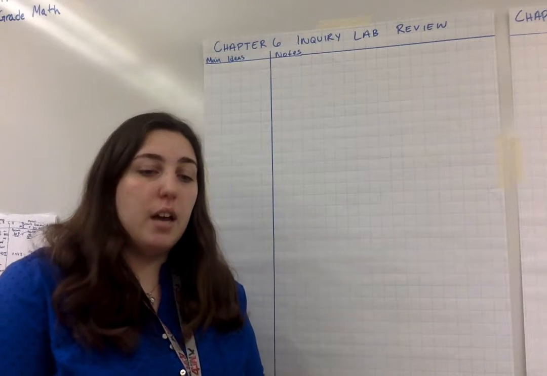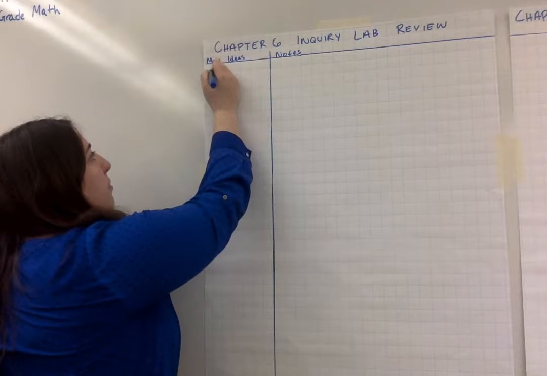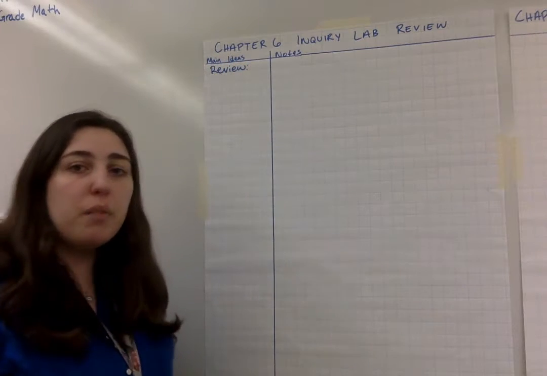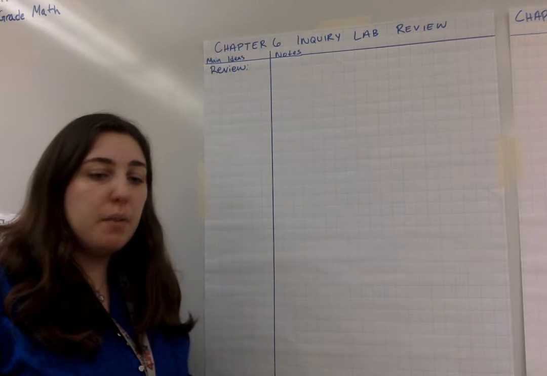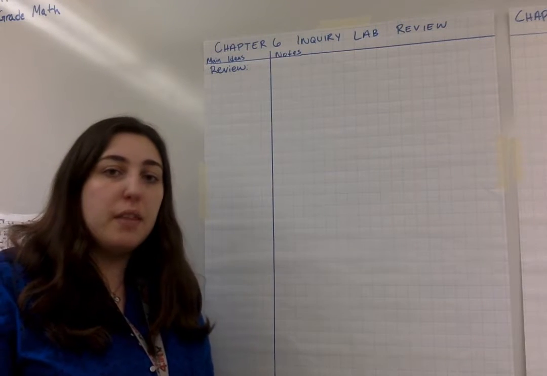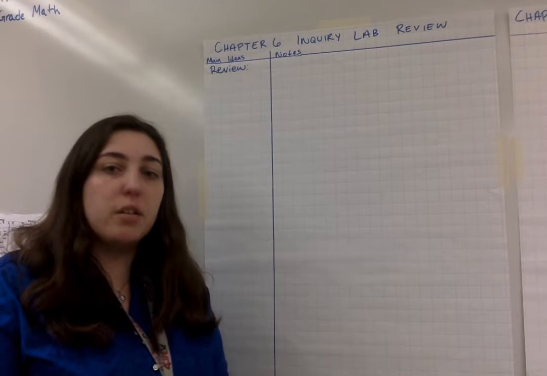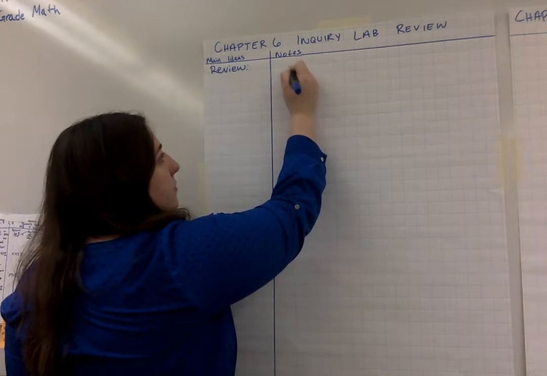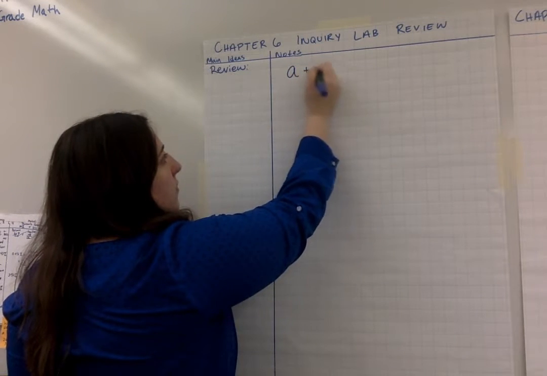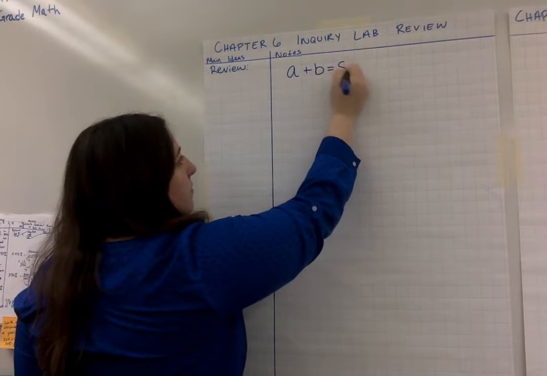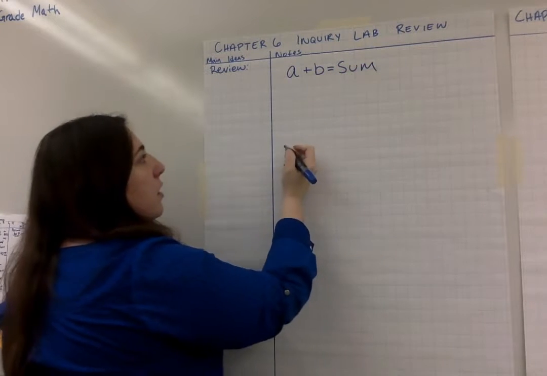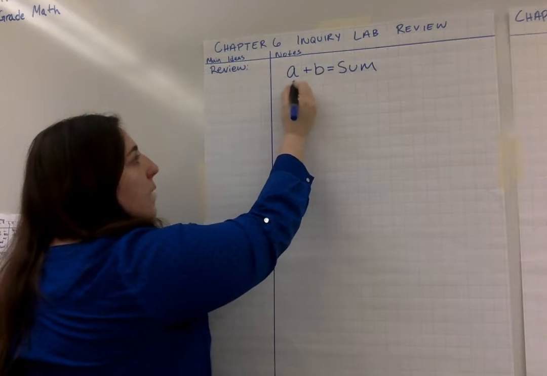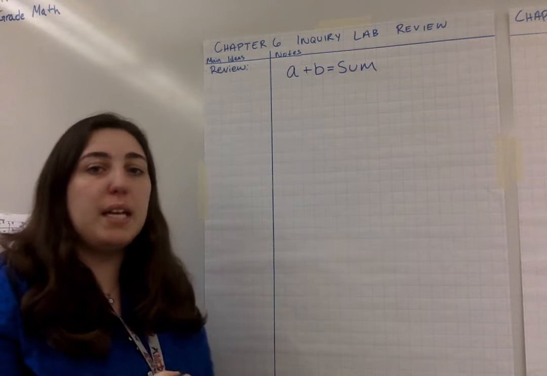So to get started, we're just going to put review over here. And what we're going to be reviewing is first some operations and then sum, difference, product, quotient, which we talked a little bit about in class. So A plus B equals a sum. And I'm going to be using A and B as our variables.